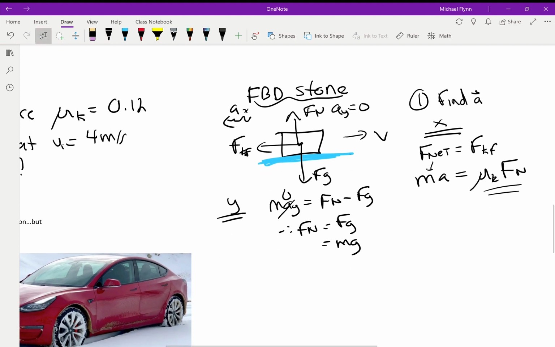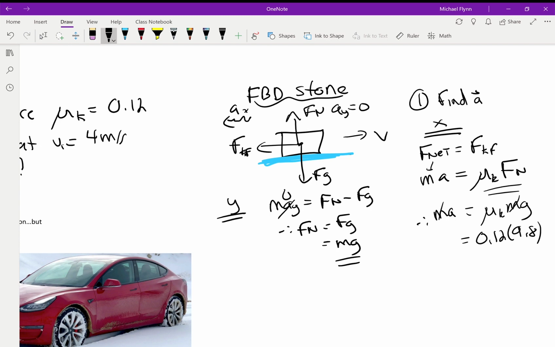Now what I'm going to do is plug the numbers in. First of all, I won't need the mass. You'll see in a second, because I shouldn't have canceled that out just yet, so let me fix that. I'll show you that it cancels out though. I'm going to substitute this in for the normal force, so it's mu k mg. Now the mass cancels out, and I find my acceleration is just equal to 0.12, the coefficient of friction, times 9.8.